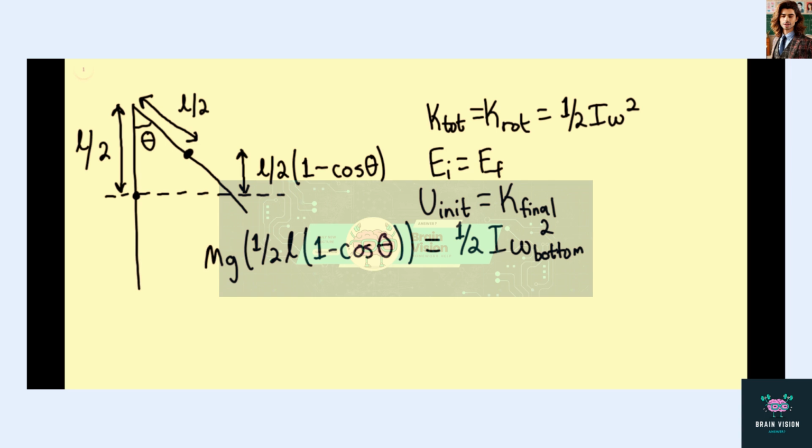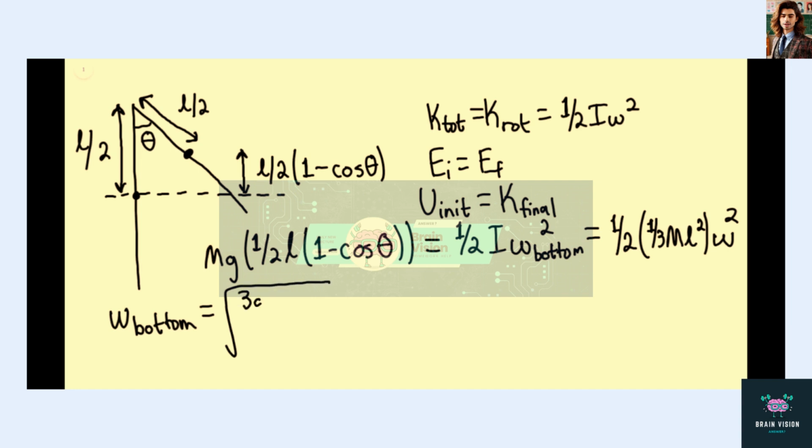And we're going to use the moment of inertia for a rod rotating about one end. So the moment of inertia of a rod rotating about one end would be 1/3 m L squared, and then again times the omega squared, the angular velocity at the bottom. Therefore, the angular velocity at the bottom would be equal to the square root of 3g over L times 1 minus cosine of theta.